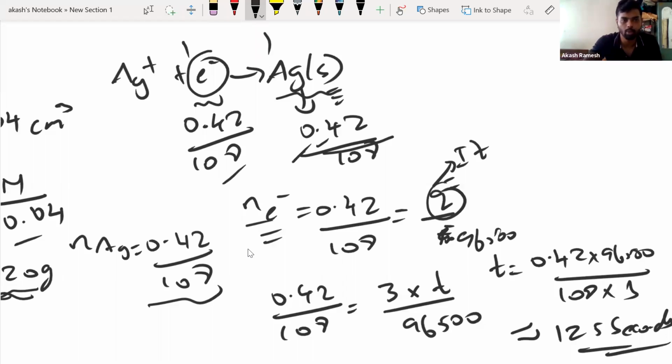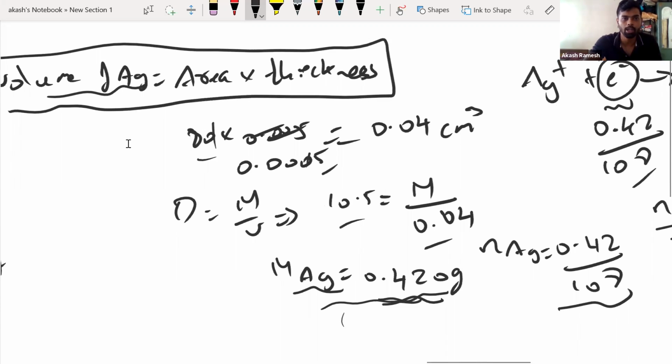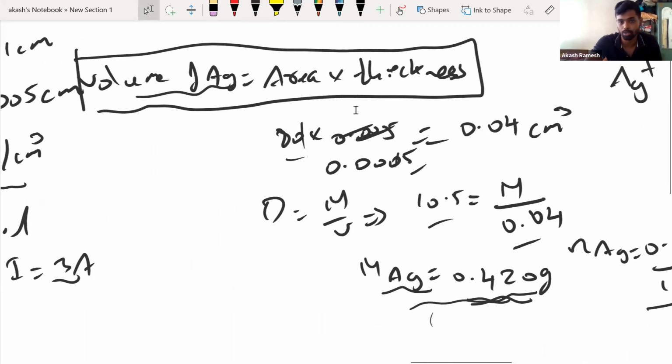Very simple. I'll again repeat what we did. First, we found the volume by using the formula area into thickness. Both of them are given to you.